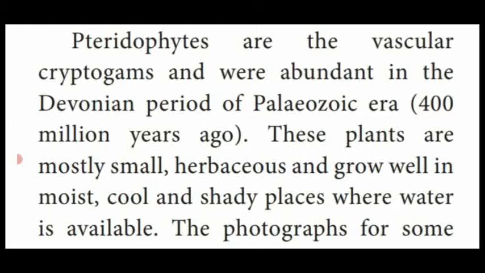The period on the geological time scale is known as the Devonian period of the Paleozoic era. Underline the words Devonian period of Paleozoic era. That means 400 million years ago the plants were produced. Still they are located all over the world. But the period when they were first produced is known as the Devonian period of the Paleozoic era. This is a very, very important 1 mark question.